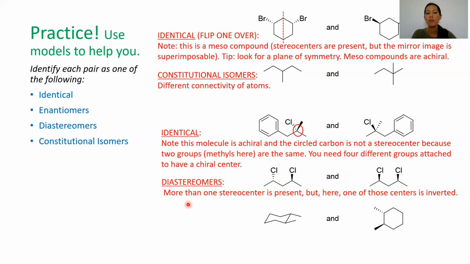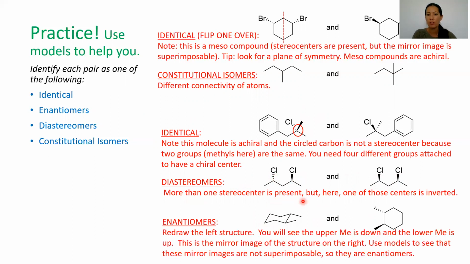This last one, it's helpful to redraw this flat, like this guy. And what you would see is you would have had your cyclohexane ring, and this methyl group is pointed down or back, dashed, and this methyl group is pointed up or wedged. So you would be able to see that there are mirror images of each other, and there's no plane of symmetry. They're trans, and so they're enantiomers.